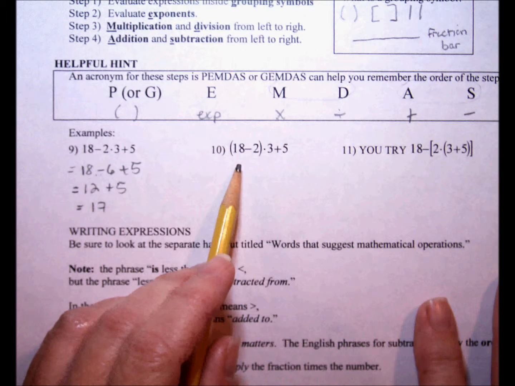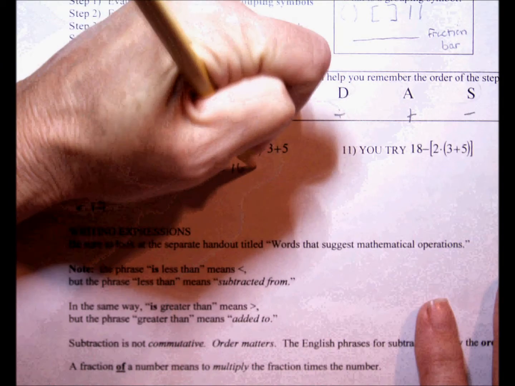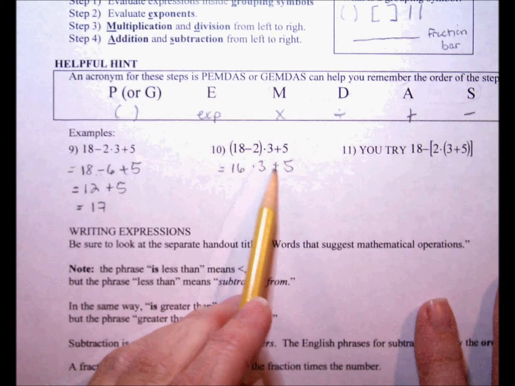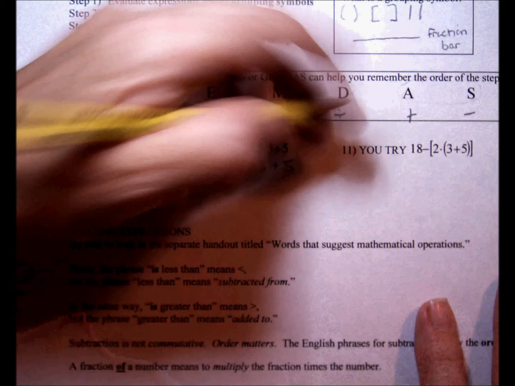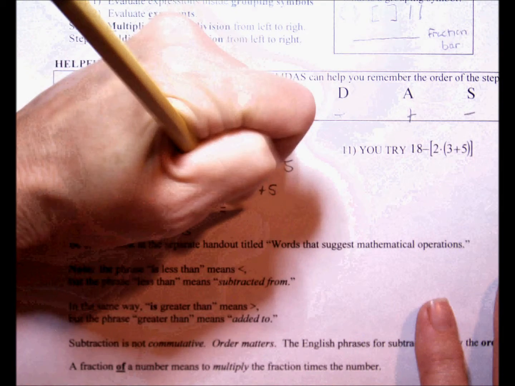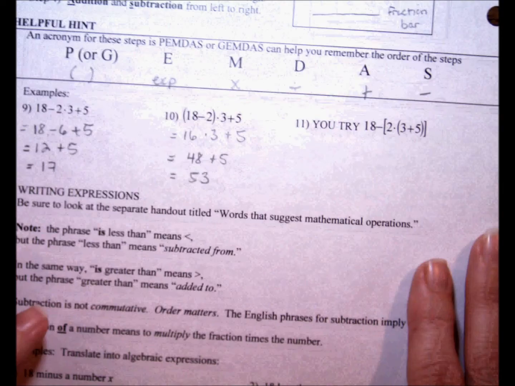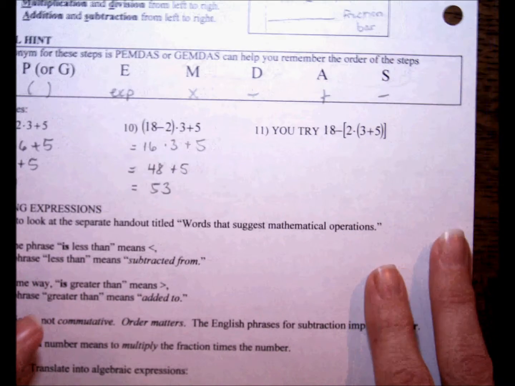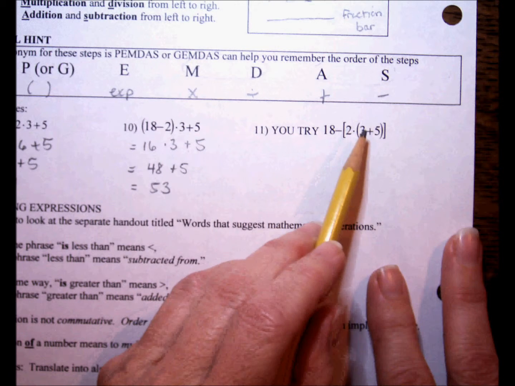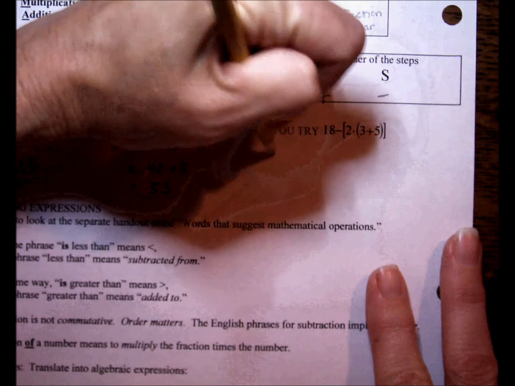Okay, what about number 10? We want to evaluate what's in the grouping symbol first. So this becomes 16 times 3 plus 5. What's next? Well, multiplication comes before addition. So 16 times 3 is 48. 48 plus 5 is 53. Now I want you to pause and do the you try. Do bear in mind that when you're evaluating an expression that's within a grouping symbol, the order of operations still applies.